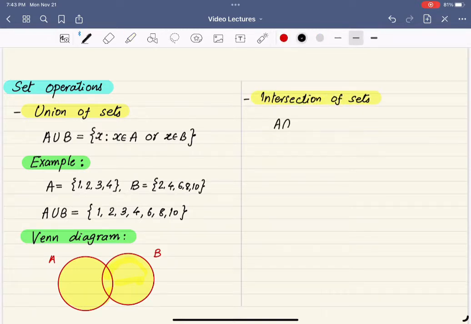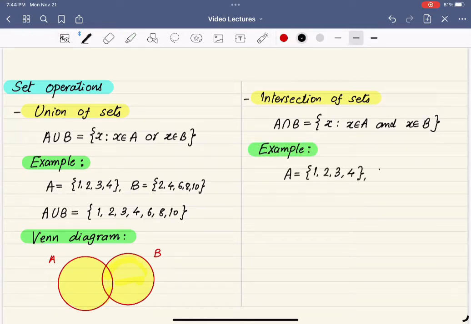Next we have intersection of two sets. Again, suppose we have two sets A and B, their intersection is given by all those elements x, such that x belongs to A and x belongs to B. Here, and is the key word. It has to belong to both of them. As an example, consider again set A given by 1, 2, 3, 4, and then B 2, 4, 6, 8, 10. Their intersection is given by this. Now 1 is not in the intersection, 2 is in the intersection. It belongs to both. 3 is not in the intersection, but 4 is. So 4 comes here, and this is the intersection.